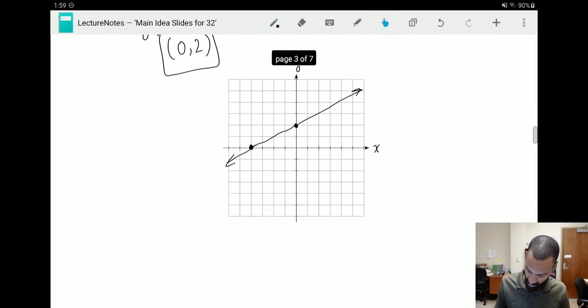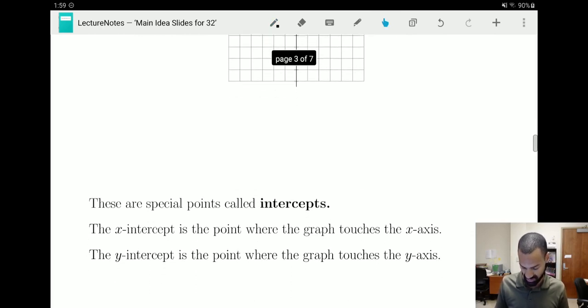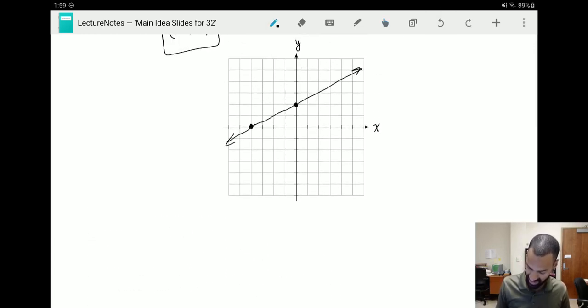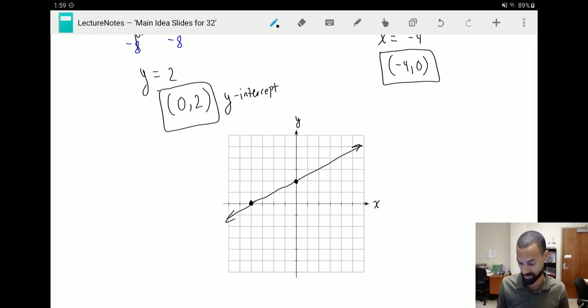Okay, let's talk about those 2 points. So 0, 2 and negative 4, 0. Those are called intercepts, right? The x-intercept is the point where the graph is touching the x-axis. Okay, so we would say that this point right here is the x-intercept. And that's the y-intercept because it touches the y-axis. That would be this point right here. I don't want to draw too many arrows that look confusing. This is the y-intercept. Notice the x value is 0 there. Here is the x-intercept, because that's the point where the line touches the x-axis, okay?